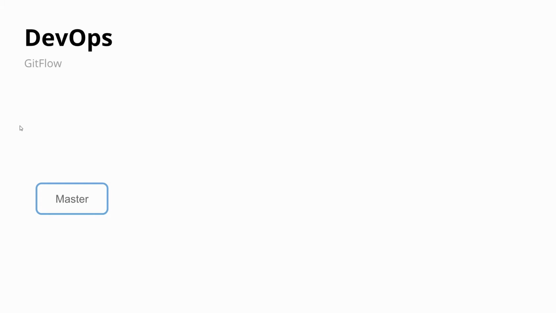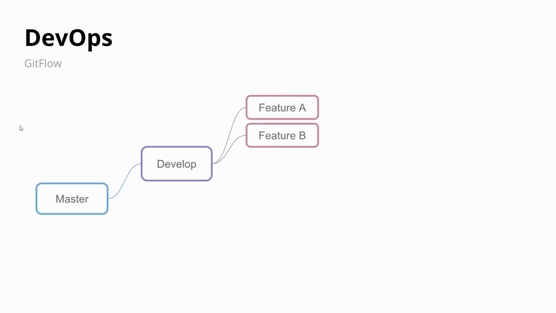Gitflow will start with a master branch, and this branch is going to have a child branch, which is develop. At the same time, develop is going to subdivide into features. Each feature will tackle a very specific part of the project. Those features will eventually be merged back into develop, and develop is basically going to be merged back again into master.